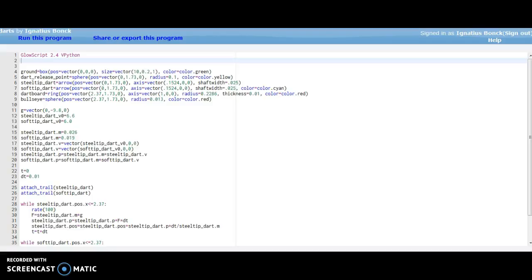Hi, my name is Ignatius Bonk, and today we're going to go over a numerical calculation in Python.